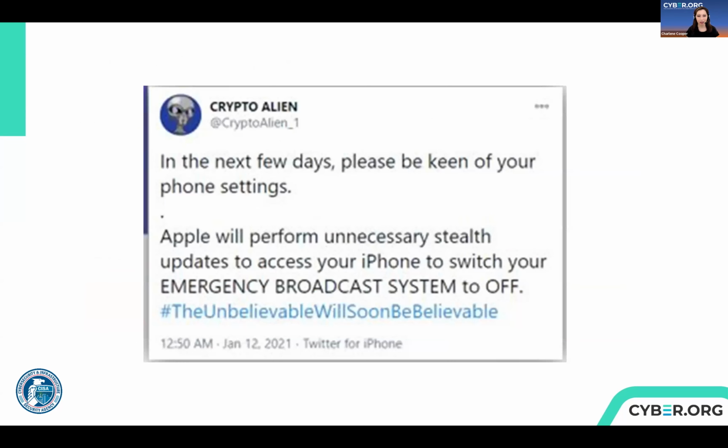So this is a real tweet that came out a few years ago, and I do remember seeing something similar to this. "In the next few days, please be keen of your phone settings. Apple will perform unnecessary stealth updates to access your iPhone to switch your emergency broadcast system to off." And so I'm just looking at this and then determining, does that contain valid information? And as we found out, that is not true. Apple did not remove emergency alerts as was speculated at this time.